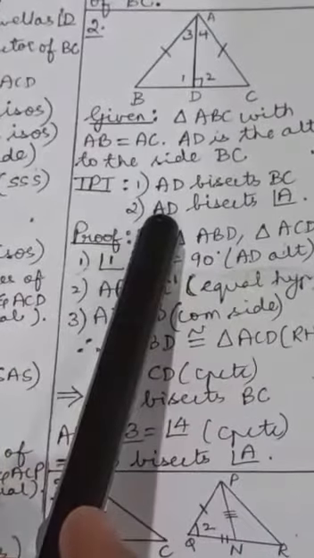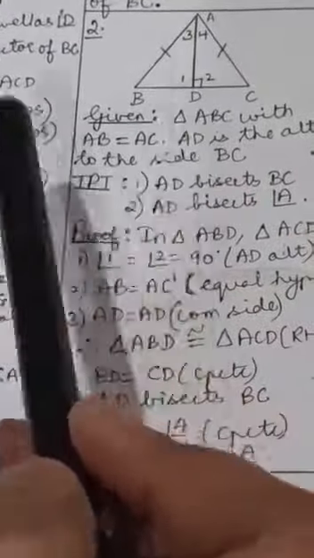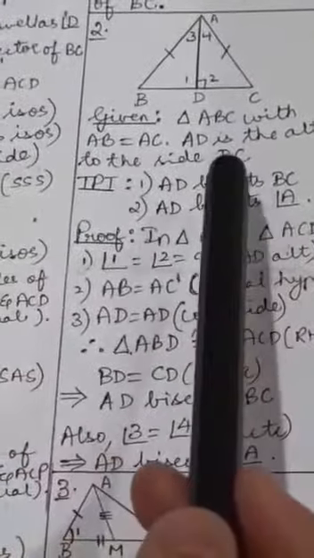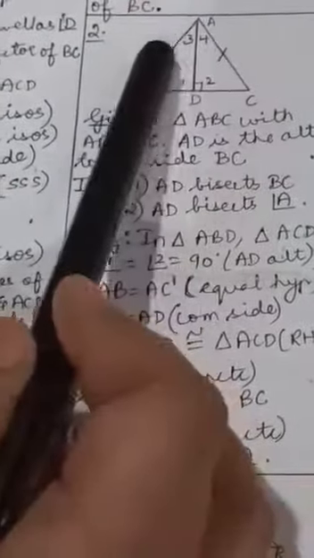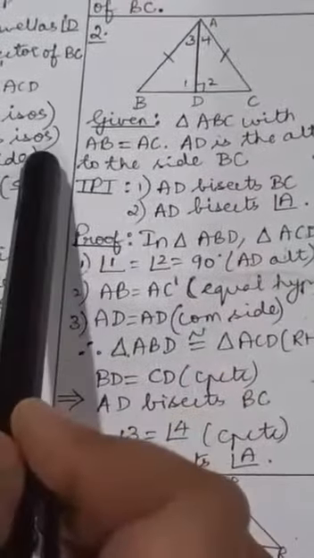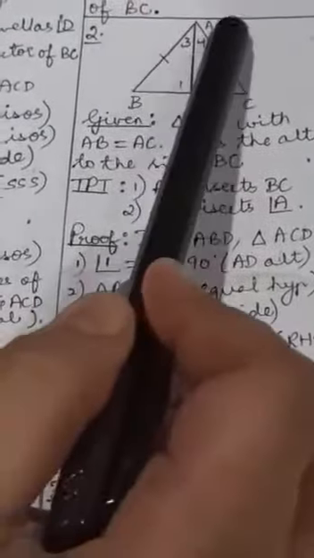We also need to show that AD bisects angle A. Which is angle A? Here, the vertical angle. So we need to show that AD bisects the vertical angle A. This angle A is divided into two angles, 3 and 4. You need to show that angle 3 is equal to angle 4. That way you will prove that AD bisects angle A.